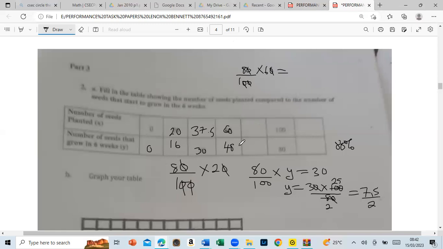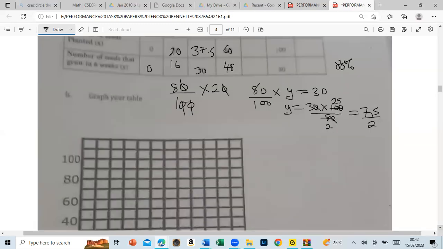Alright, I'm not sure if you're expected to put in these because it doesn't even have a pattern: 20, 40, 60, 80, 100, 120. I'm not sure they want us to do that. Alright? So let's do that. It's a graph of your table.